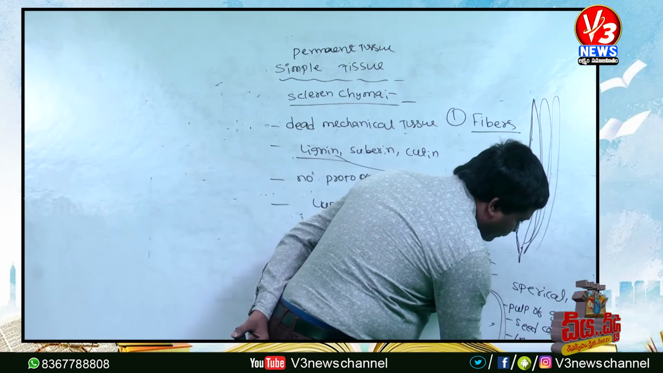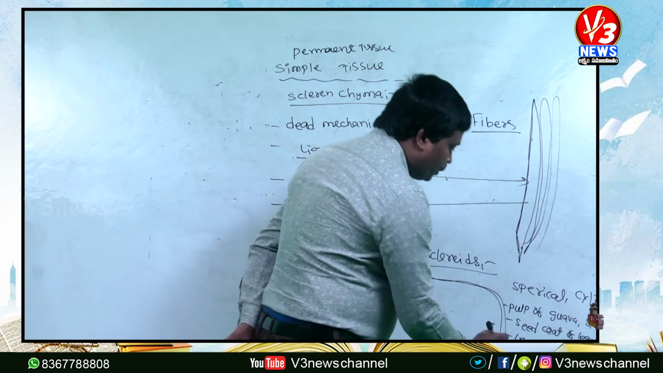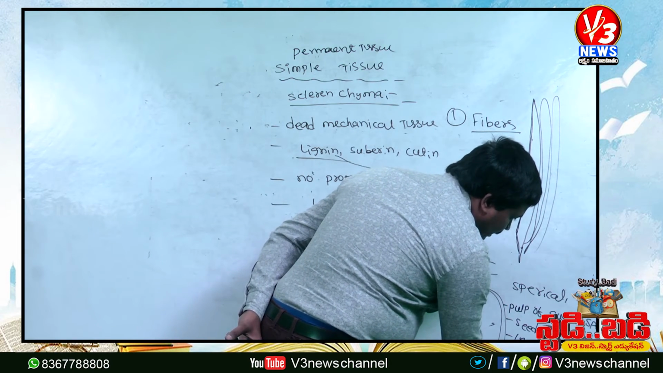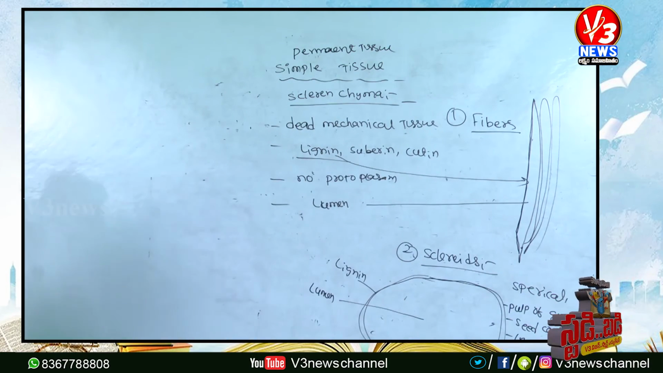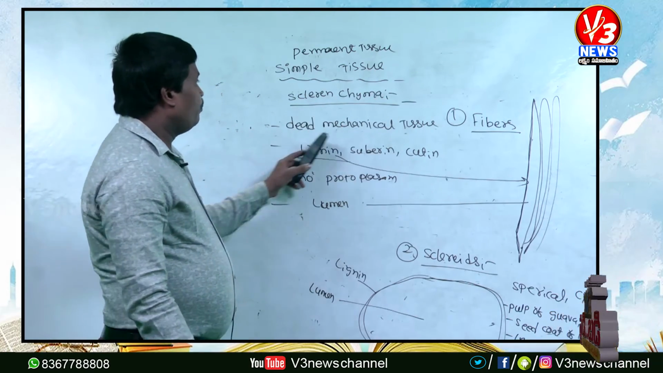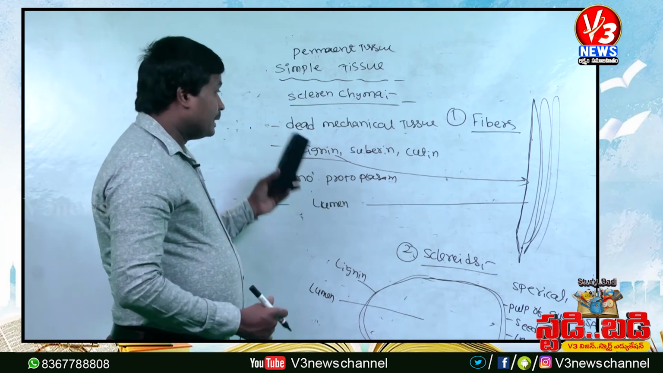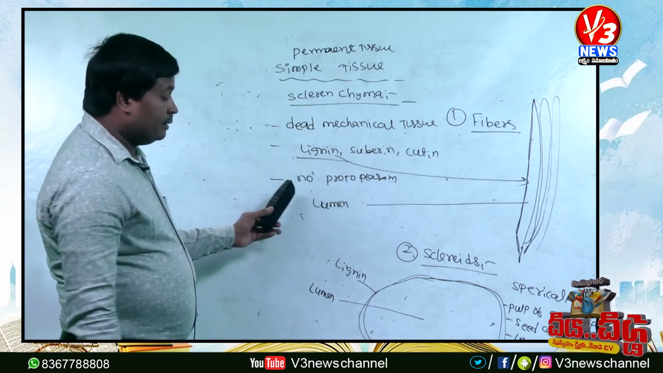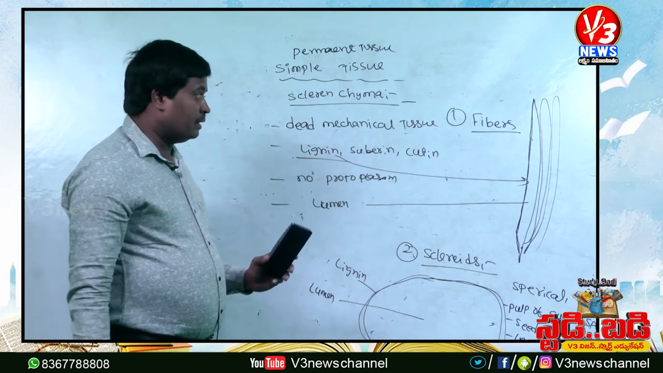Leaves of tea and also cherries, walnut also contain sclereids. Okay, once again children, sclerenchyma is a dead mechanical tissue. Cell walls are deposited by lignin or suberin or cutin. In such dead cells there is no protoplasm and the empty space is called a lumen.